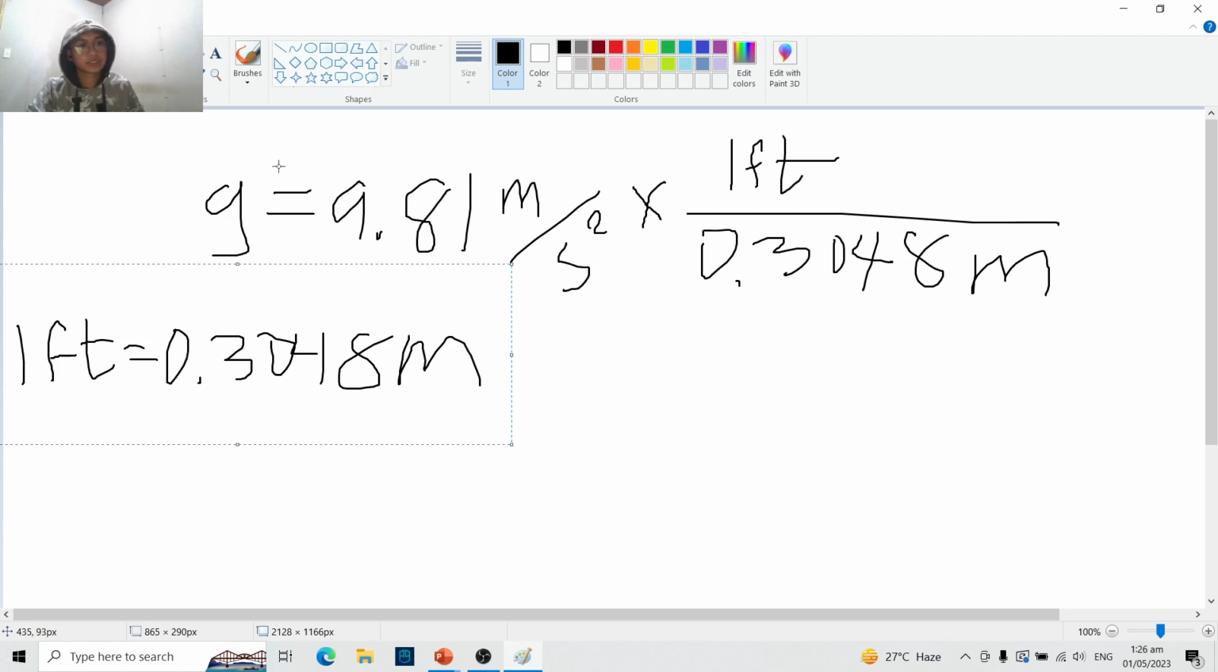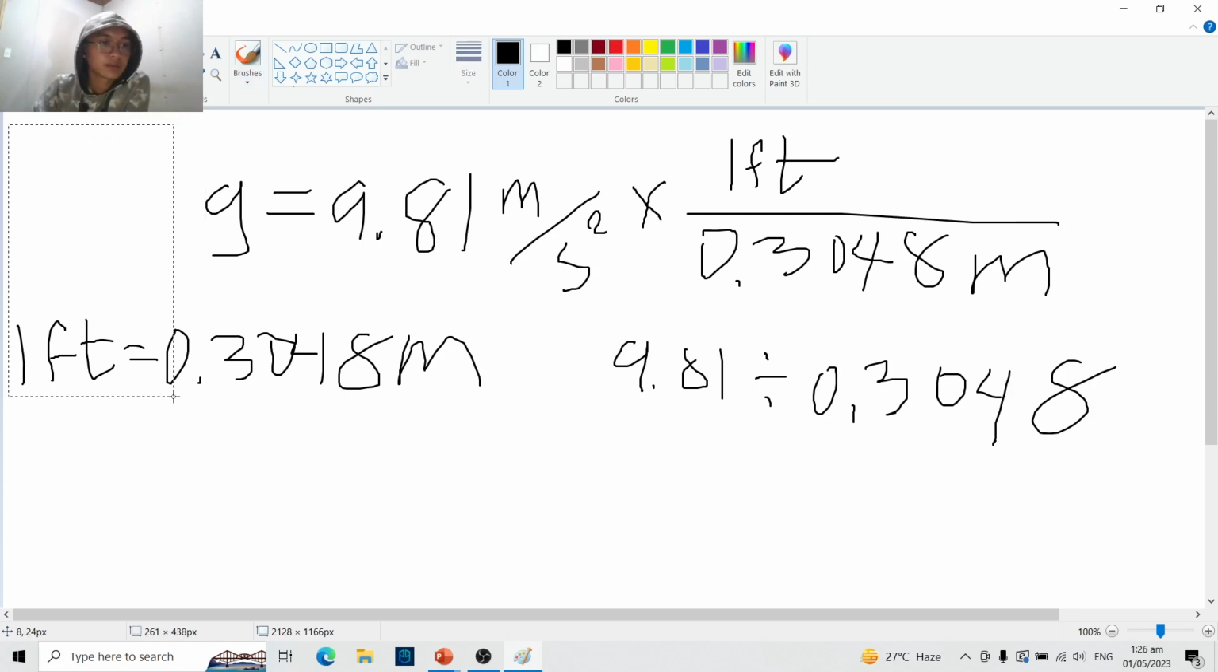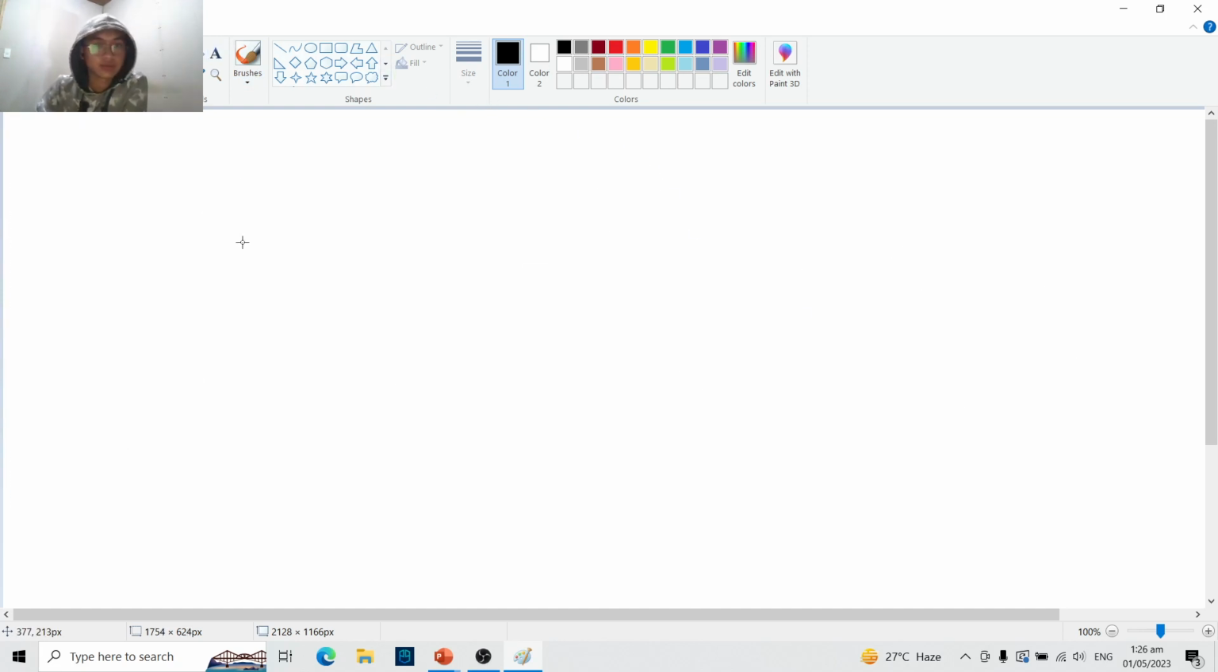Pwede ninyo siya ibutang sa inyong calcu, kung walay fraction ninyong calcu as 9.81 divided by 0.3048. So, tanawan ninyo pila answer. If nakuha ninyo ang 32.18 or 32.17, then you've got the answer. So, close ra, kuha na sila tanan. As long as duol ra ka na value, pwede ra na ninyo pang round off.